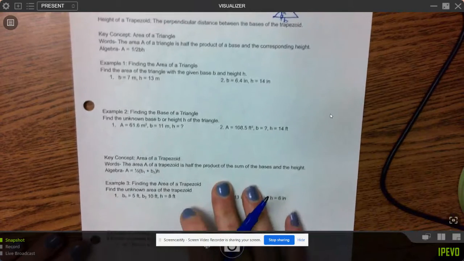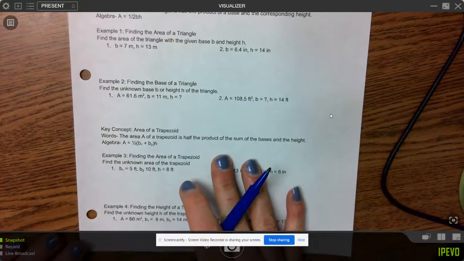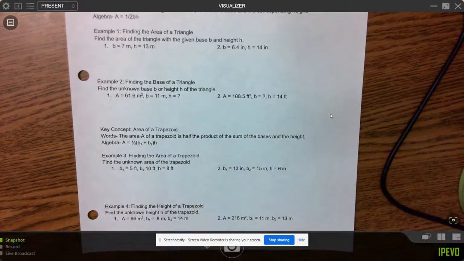So let's look at finding the area of the triangle first. The area of a triangle is half the product of a base and the corresponding height. When we say product, what does it mean, Will G?